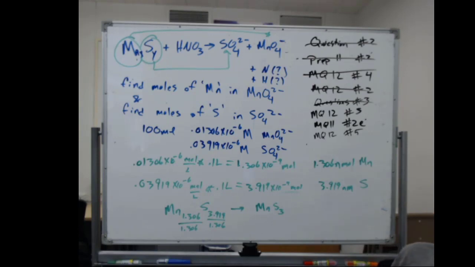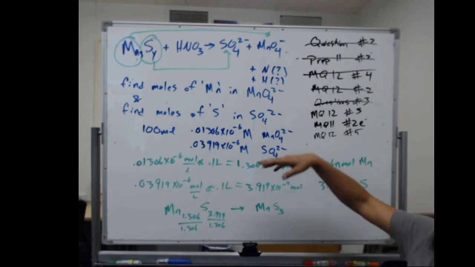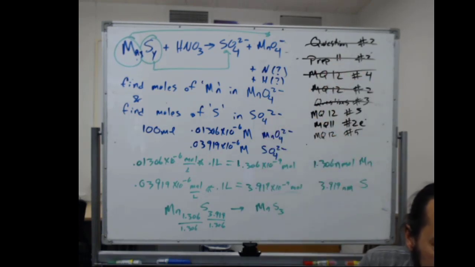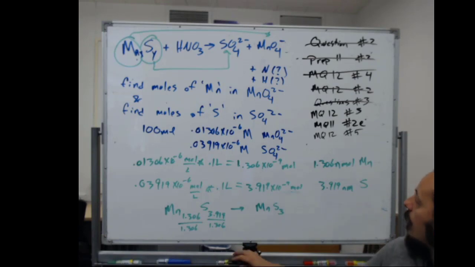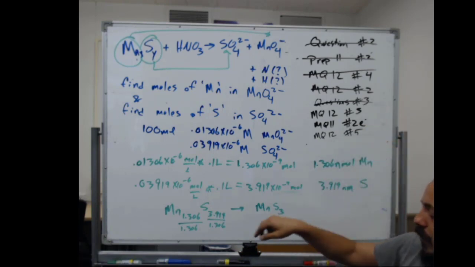Okay, this problem is really similar to the other things we've done. It's just in a different reaction space. That is to say, it's nitric acid instead of oxygen. It's manganese sulfide instead of carbons and hydrogens, but it's really the exact same thing we've been doing, conceptually at least. Any questions before we move on?